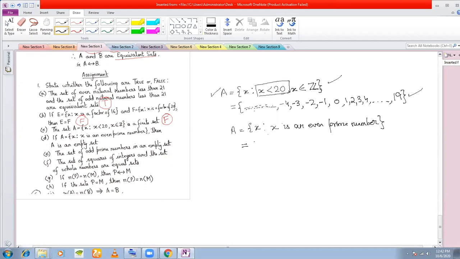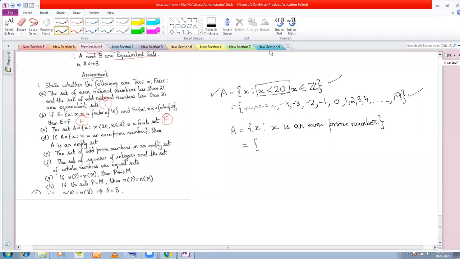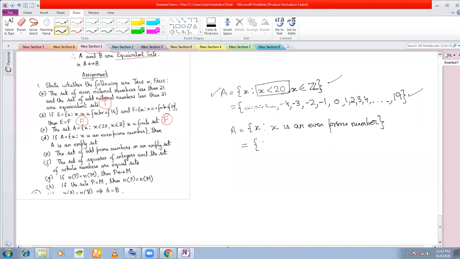So if you write it in tabular form, only one element will be there, 2. So what they are saying is A is an empty set. Is it true that A is an empty set? No, sir. Because it has one element in it, so it cannot be empty. So therefore, this is also false.